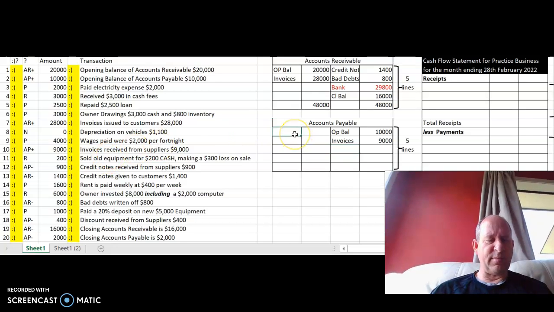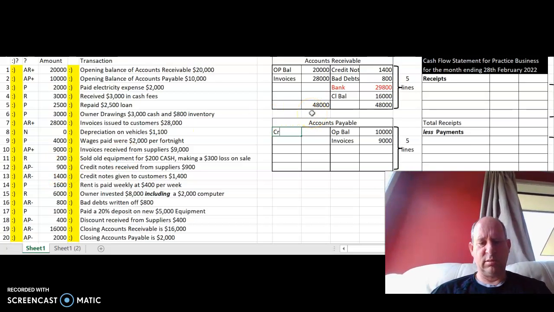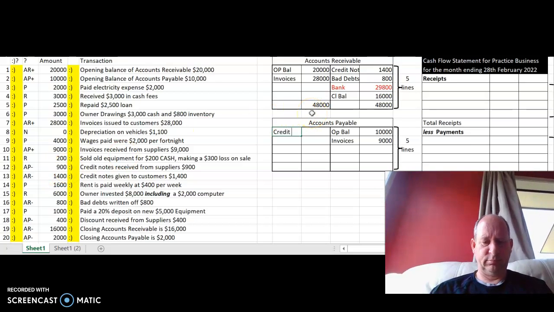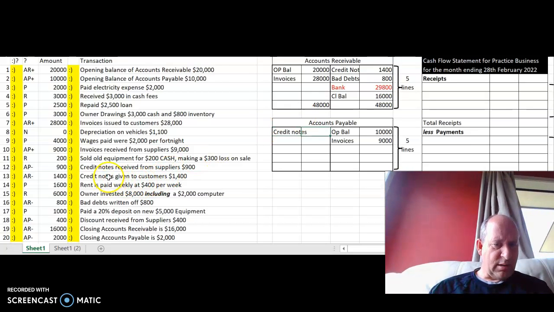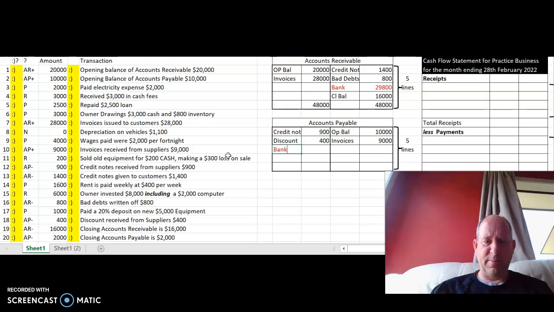And then we've got some AP minuses. So they are credit notes. Us returning it back to the supplier. And 900. We've got a discount from our supplier, which will reduce how much we have to pay them. Discount of 400. Type our bank there, our missing figure, and notice again that's in red.